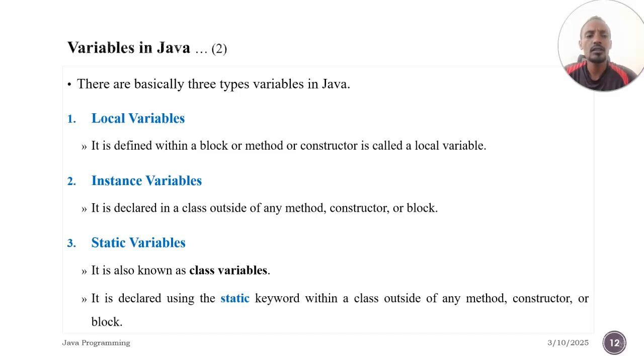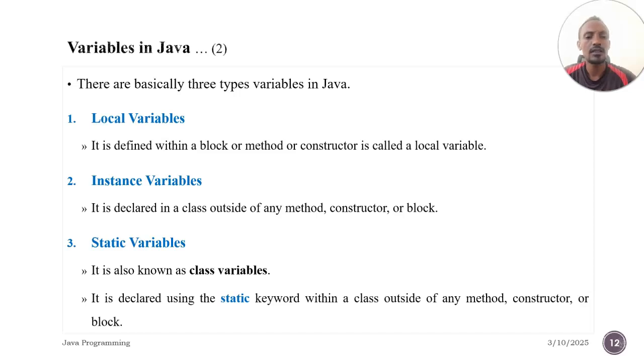The first one is local variables. A variable defined within a block, method, or constructor of that class is called a local variable. If you define it within a method, a block, or a constructor of that class only, it is locally accessible. So that is what we call a local variable.